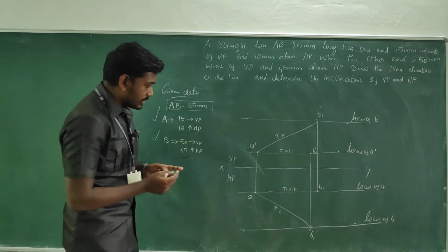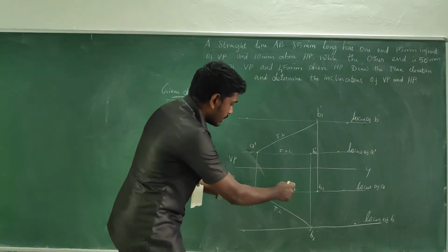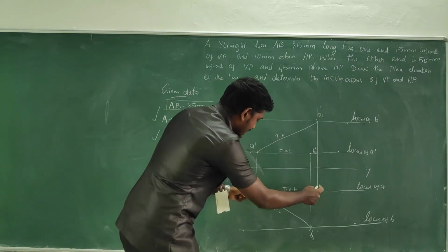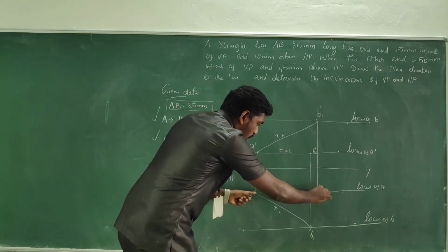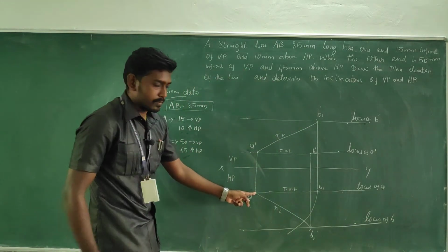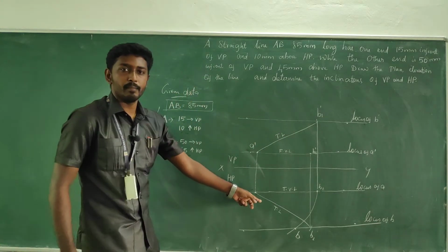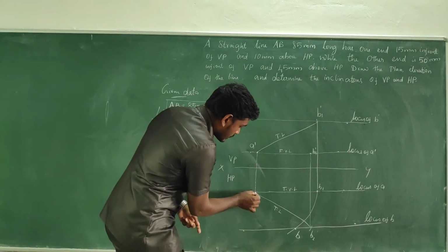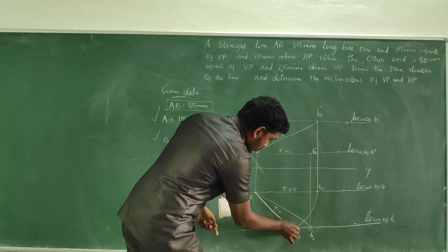So take your compass and measure A to B1 distance, that means the top view length distance, and keeping A as center, go for an arc to the locus of B. It cuts, this is your B. If you connect a line A to B, it is your final top view.